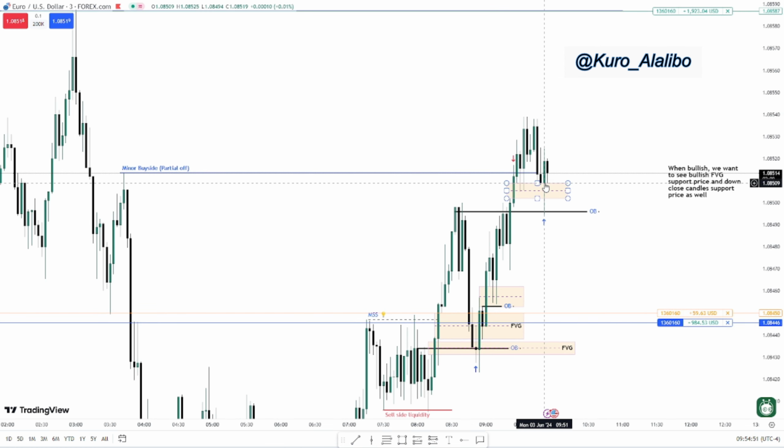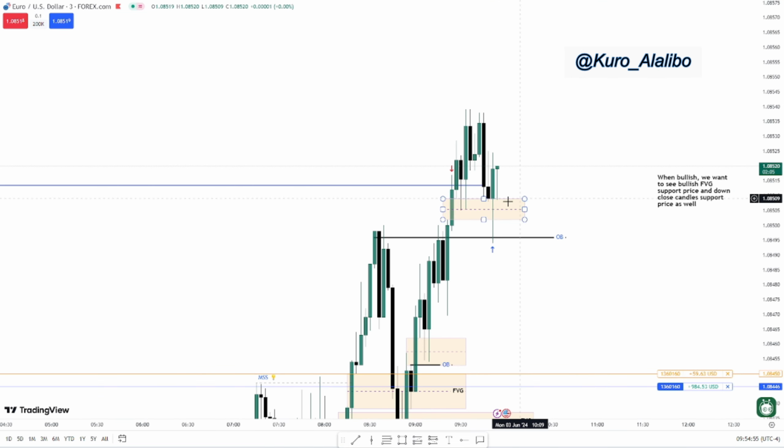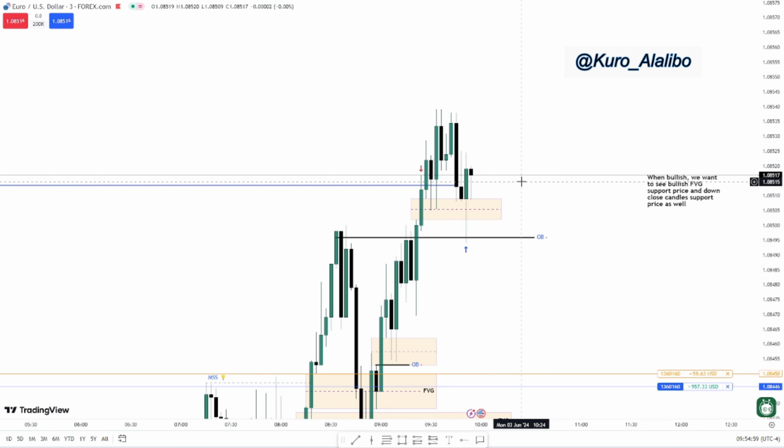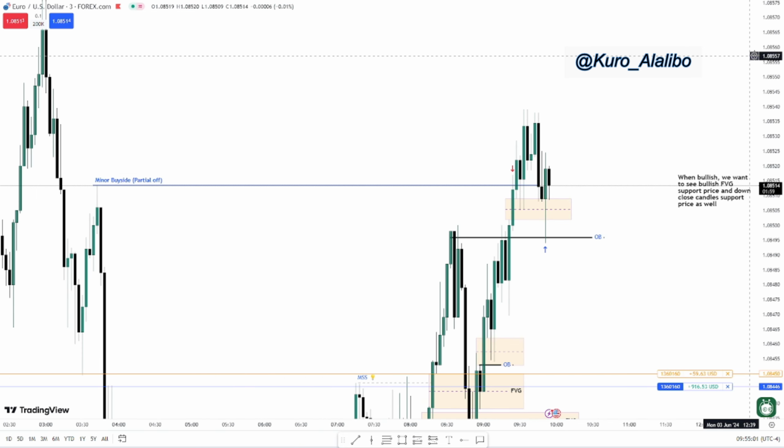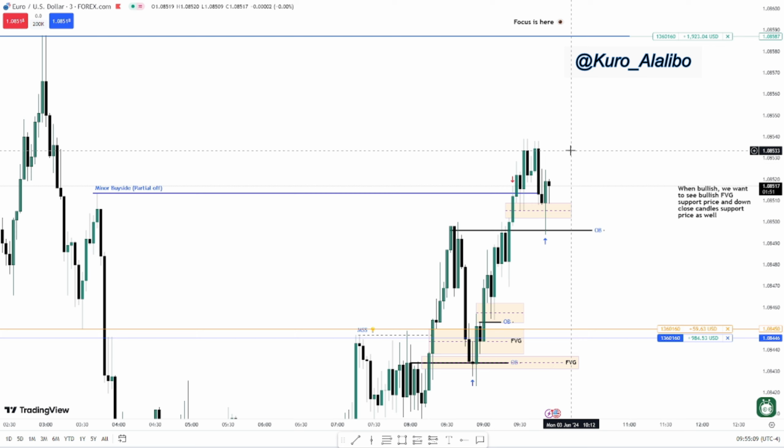Observing how the bodies are closing above the fair value gap, this is the signature we want to see. This is what you're looking for when bullish. Until proven otherwise, your trade idea is still valid and you can add more to your position. So, 5 more minutes till the damage is done.